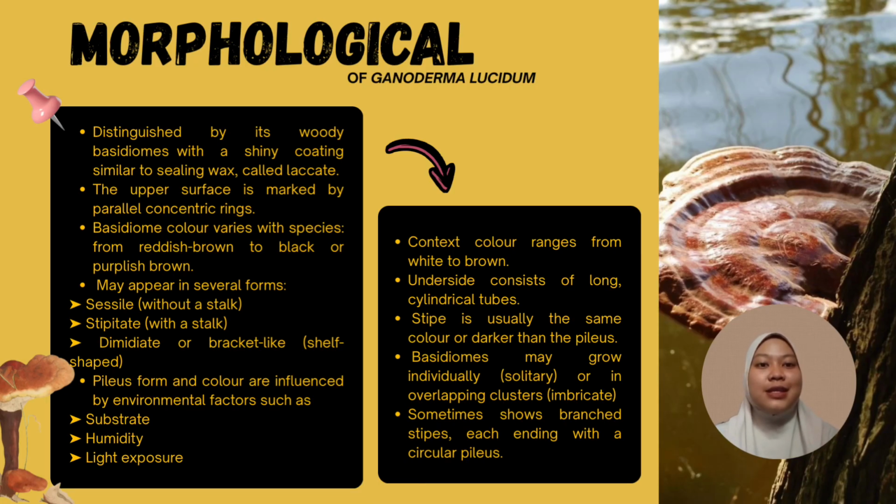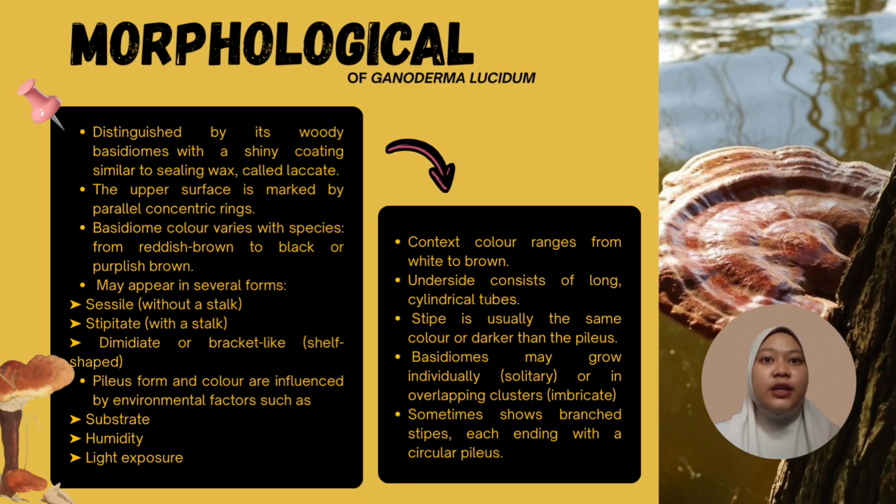Now, let's take a closer look at its morphological appearance. Distinguished by its woody basidiomata with a shiny coating similar to sealing wax, called laccate, the upper surface is marked by parallel concentric rings. Basidioma color varies with species, from reddish brown to black or purplish brown, and it may appear in several forms, such as sessile, stipitate, dimidiate, or bracket-like.